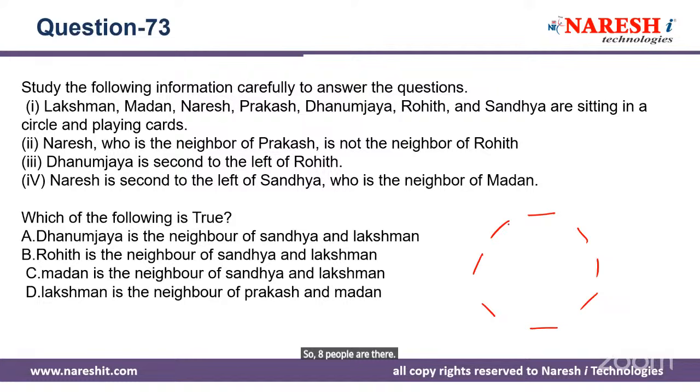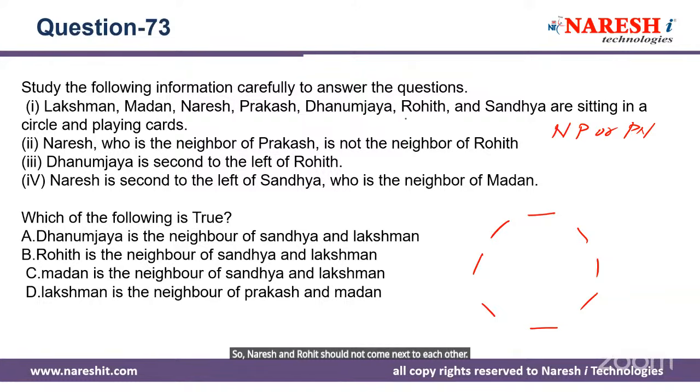All are sitting in a circle and playing cards. Naresh is a neighbor of Prakash. So we can write NP or PN. NP or PN is not the neighbor of Rohit. So Naresh and Rohit should not come next to each other.